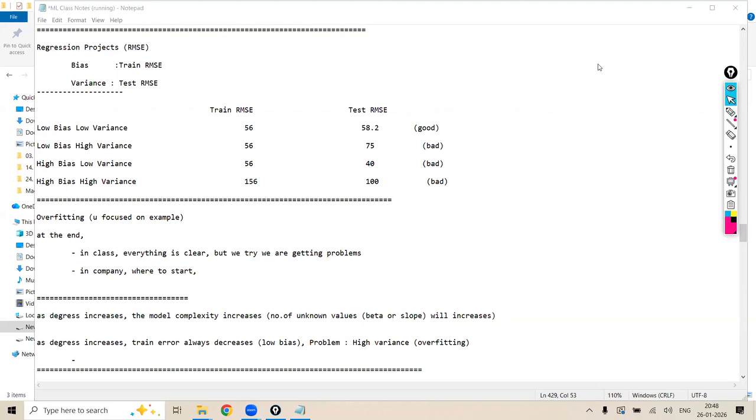Yes, for underfitting, Leela, we are going to explain later. But the answer is very simple. Underfitting means the data is not sufficient. The solution is to add more data. That is the only solution for underfitting. For underfitting, data is not sufficient.